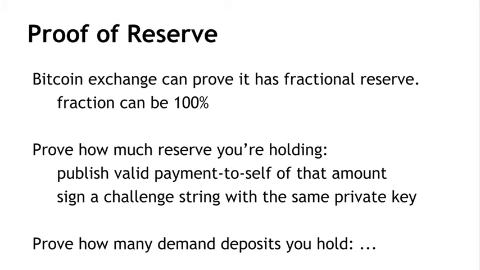One more thing to note before we go on and talk about how you prove how many demand deposits you hold, that's the tricky part, is that in proving how much reserve you're holding, you could underclaim. That is, the organization might have 150,000 Bitcoins, but choose to make a payment to self of only 100,000. And so this proof of reserve doesn't prove that this is all you have, but it proves that you have at least that much.